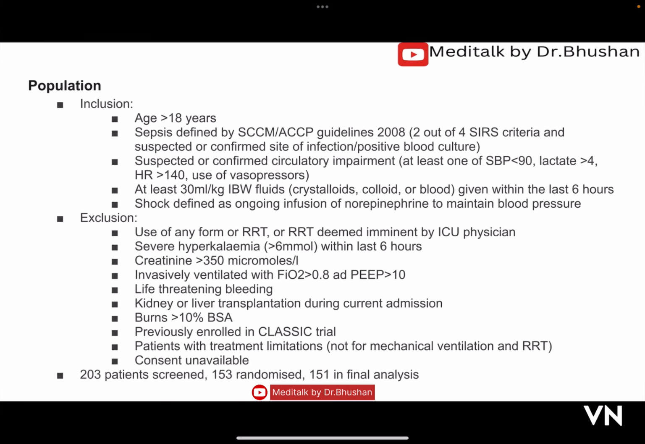Population for the study, inclusion criteria: age 18 years or more, sepsis defined by the SCCM or ACCP guidelines 2008, 2 out of 4 SIRS criteria, and suspected or confirmed site of infection or positive blood culture. Suspected or confirmed circulatory impairment: at least 1 of systolic BP less than 90, lactate more than 4, heart rate more than 140, use of vasopressor, or at least 30 ml per kg ideal body weight fluids, crystalloid, colloid and blood, given within the last 6 hours.